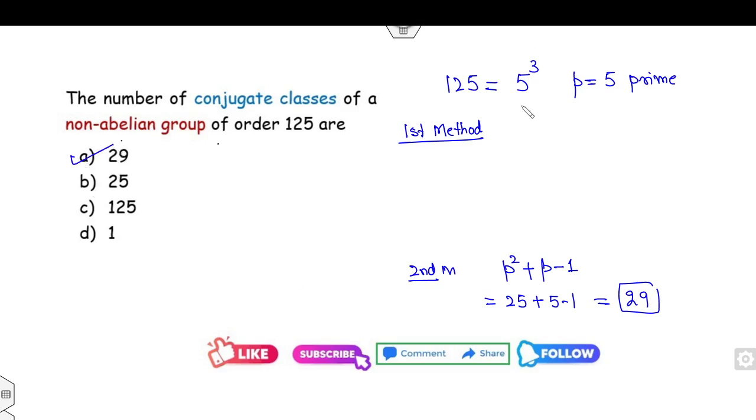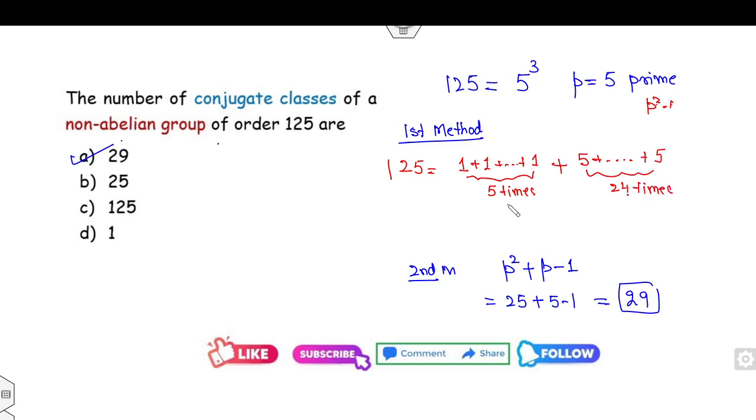Or otherwise, if you want to write it as a class equation, what is the class equation of the 125? How many times will it be written as 1? P times, P is 5, so 5 times. And how many times will it be written as 5? That will be P square minus 1, that's 25 minus 1, 24 times. So how many terms will be here? 24 plus 5 is 29. So again, A is my right answer. You can use any of the methods.